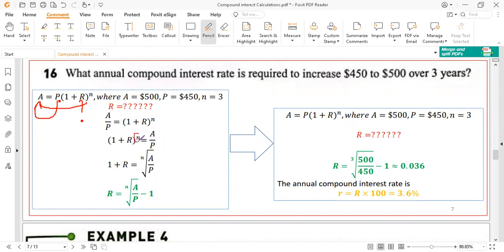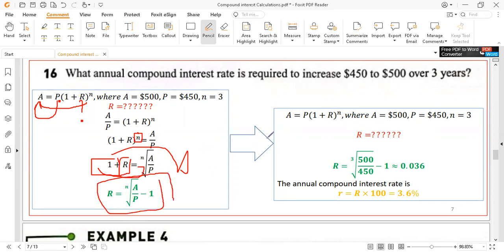And to get rid of the exponent, we take the nth root. The nth root of A over P equals 1 plus R. And if we want to find big R, big R equals the nth root of A over P, and the plus 1 becomes minus 1. We move the plus 1 to the other side of the equal, or we can say that we subtract 1 from both sides, to obtain the nth root of A over P minus 1 as big R.